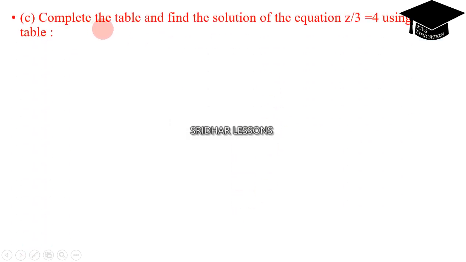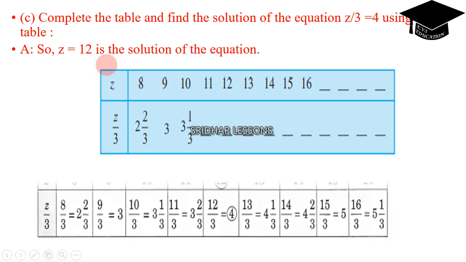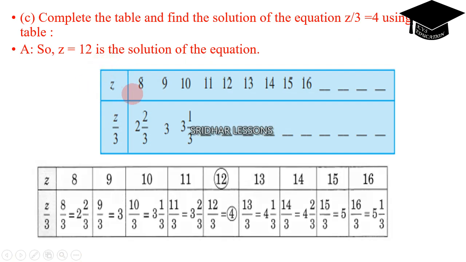Question C. Complete the table and find the solution of the equation z by 3 is equal to 4 using the table. See here, z is equal to 8, 9, 10, 11, etc. Here, so z by 3. Here we have z value as 8. So z by 3 is 8 by 3.